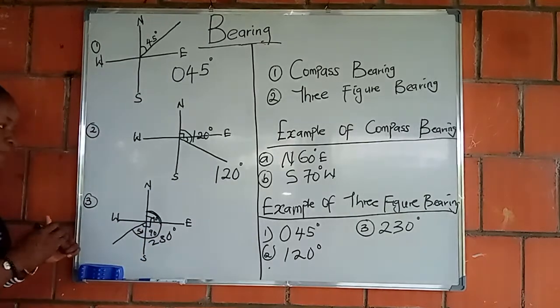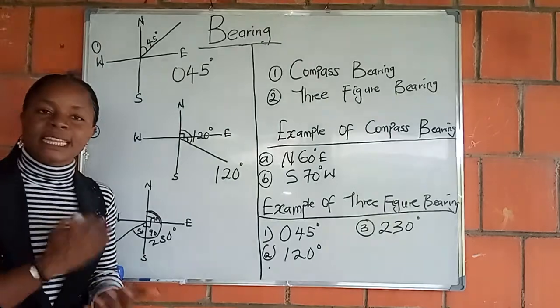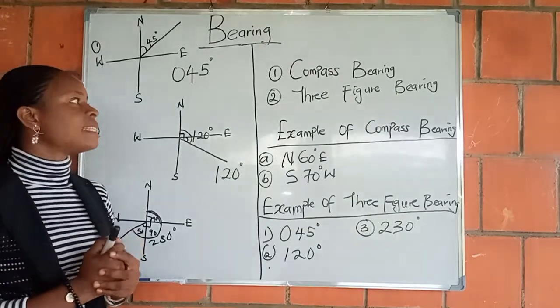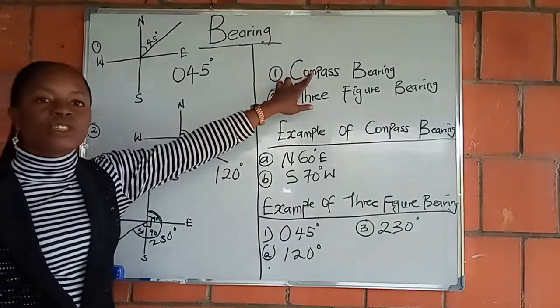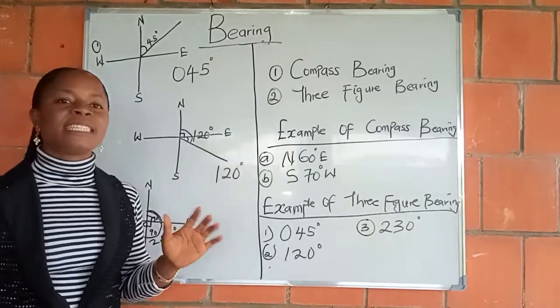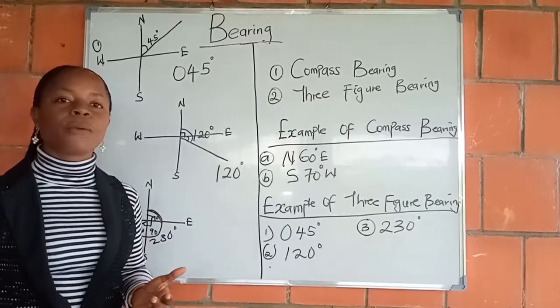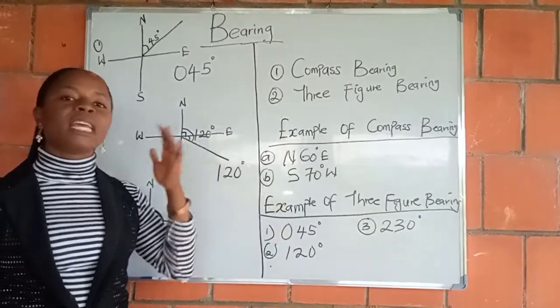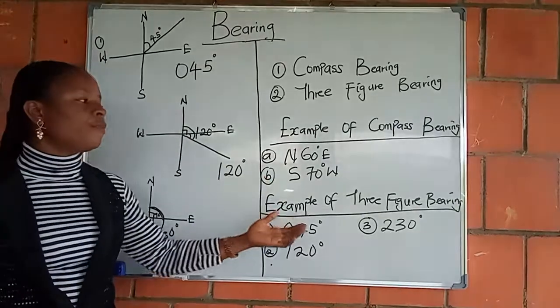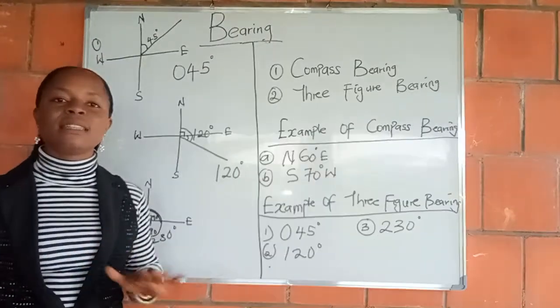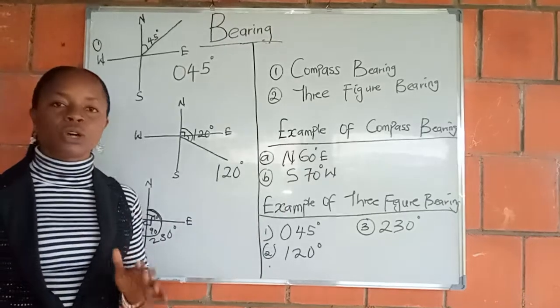This is your 90 degrees, this is 90 degrees, and this is 50 degrees. Please, the most important thing you should always remember is that anytime compass bearing is mentioned, the first thing that should come to your mind is that it takes its measures only from the North Pole or from the South Pole. But anytime three-figure bearing is mentioned, it takes its measures only from the North Pole.